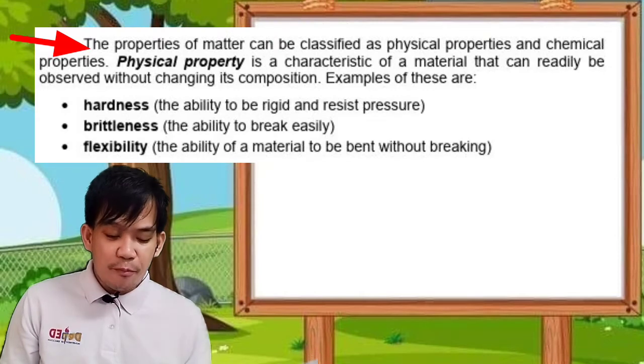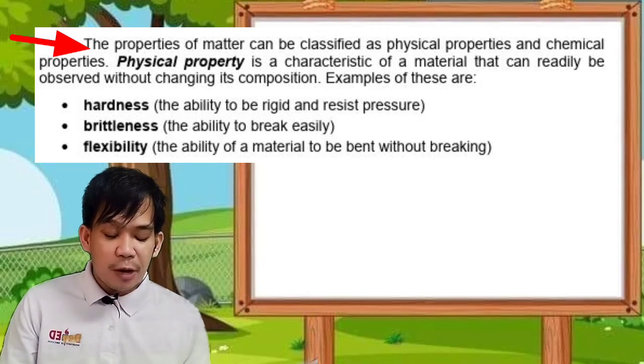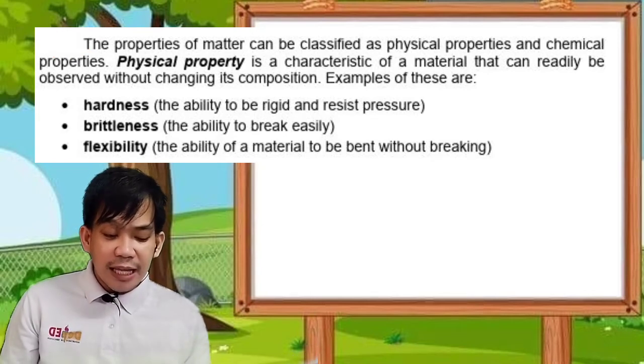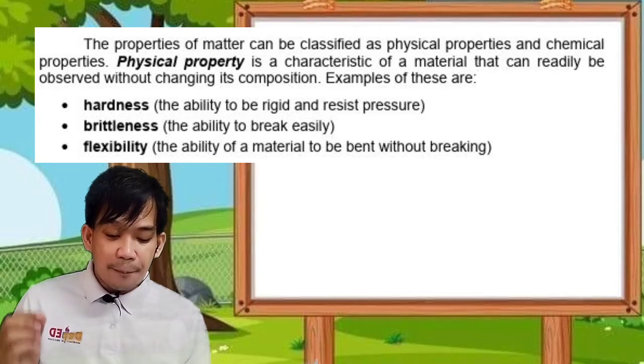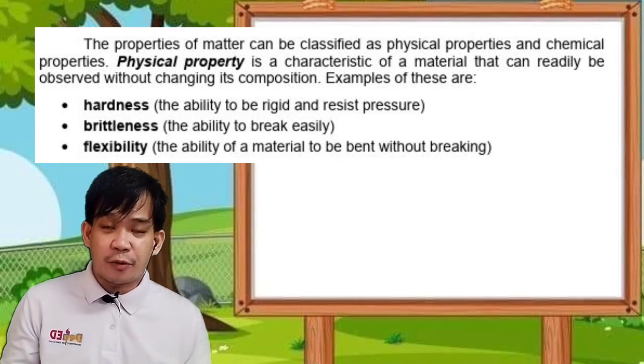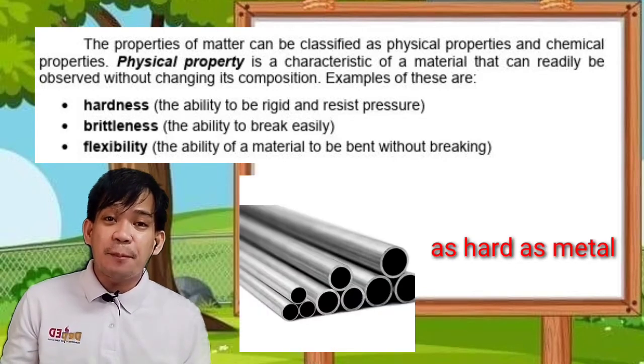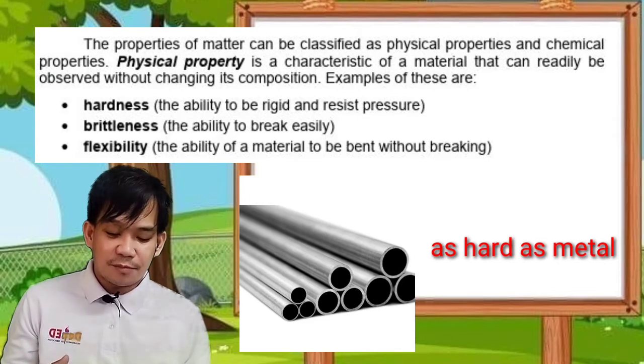The properties of matter can be classified as physical properties and chemical properties. Okay, so what do we mean by physical property? Physical property is a characteristic of a material that can readily be observed without changing its composition. Examples of these are hardness. When you say hardness, the ability to be rigid and resist pressure. It means to say strong and sturdy. So when a solid material shows sturdiness, then its physical property is hardness.